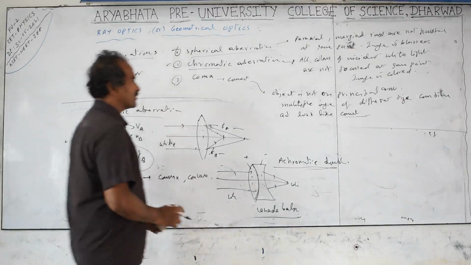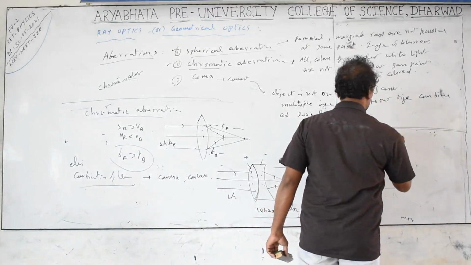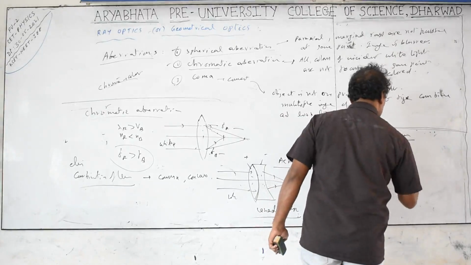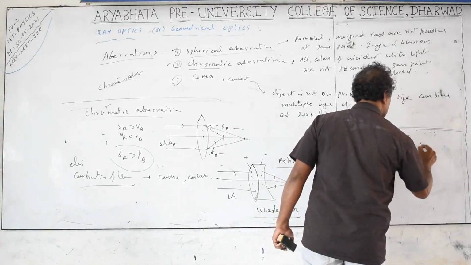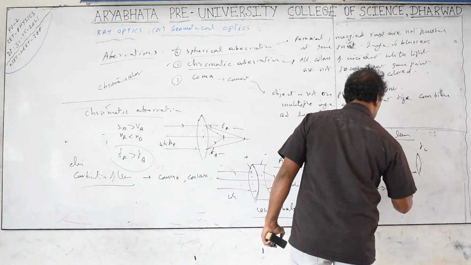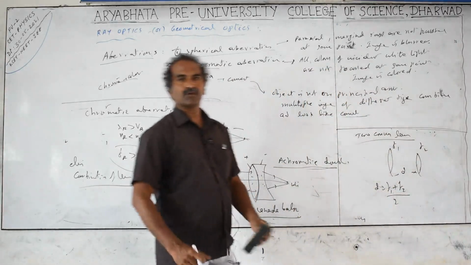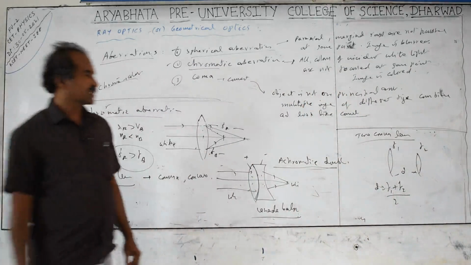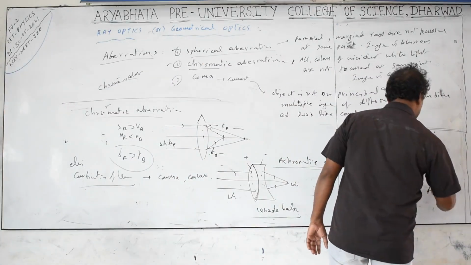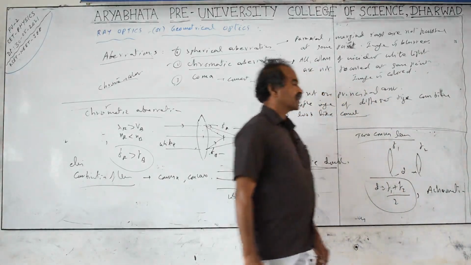Another method is a combination of two convex lenses. You can take biconvex or plano-convex, the effect is similar. One convex lens has focal length f1, the other convex lens has focal length f2. The separation is say d. If d equals (f1 plus f2) by 2, whenever the separation of the two lenses is equal to the average of the focal lengths, this is the condition for achromatic conditions. Elimination of chromatic aberration is possible.